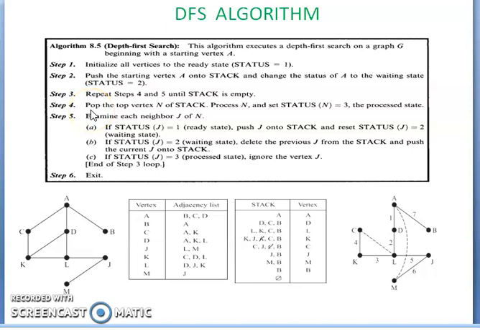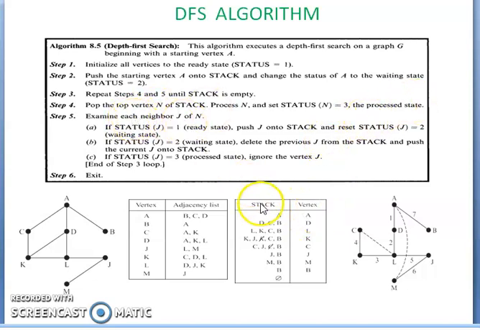Now coming to step number 4. Pop the top vertex. Only one vertex is in the stack, so you can pop it. Pop the vertex A, and process that vertex, and set the status of that vertex to 3. A status is 3. Initially it was 1. Whenever you visited A and pushed it into the stack, the status changed to 2, and after popping it, the status is 3. That means visited and processed. This is the process, right?